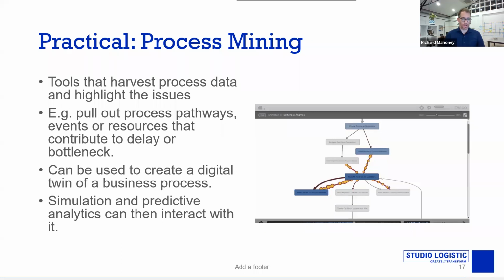Things like process mining. Process mining is about harvesting data out of processes in order to learn things about them. This is something that combines process mapping with some AI machine learning kind of stuff. We've got an evaluation license for a tool at the moment called Disco, which is about process discovery, and this is a screenshot of it.